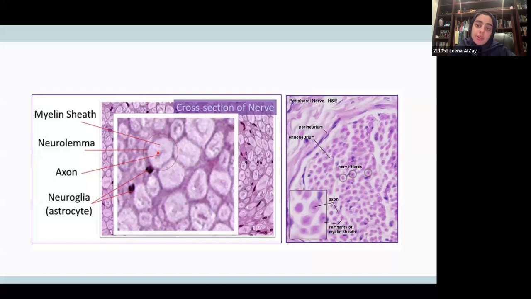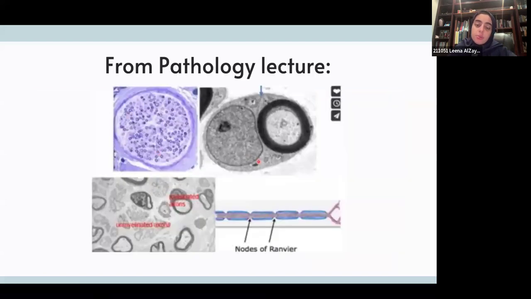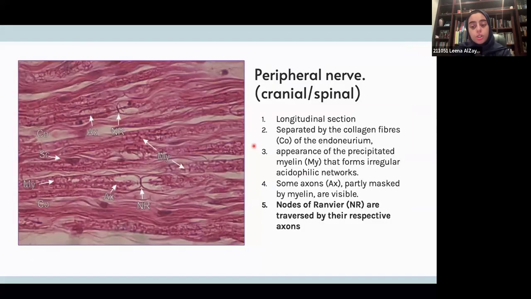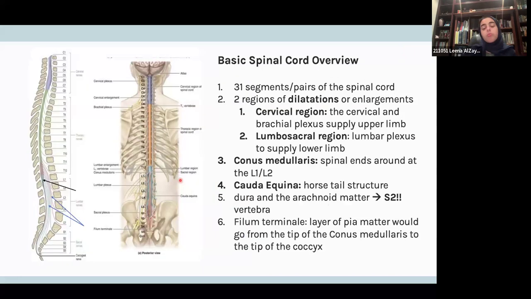This is kind of the same exact thing. This is the picture from pathology, and you can see this is the myelin sheath around axons. This is the node of Ranvier between each myelin sheath in order to increase saltatory conduction, which we already know. This is, again, nodes of Ranvier.